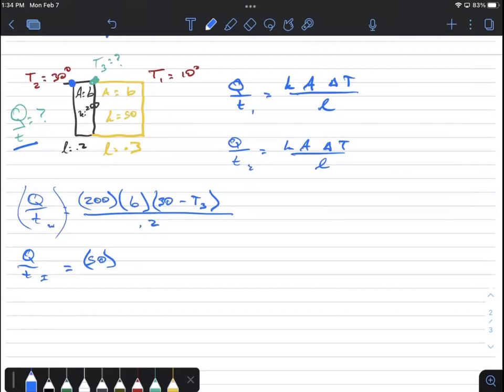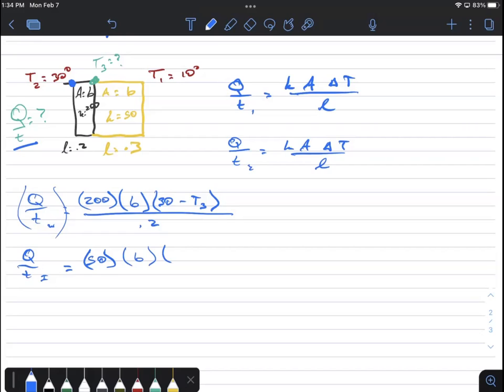So for the insulation, his K is 50. His area, also 6. His delta T, same thing. I'm looking only at the insulation and asking, what's the difference in temperature between his left side and his right side? Now, one thing to be wary of here is whatever order I did for the first one, I better do the same order as the second.